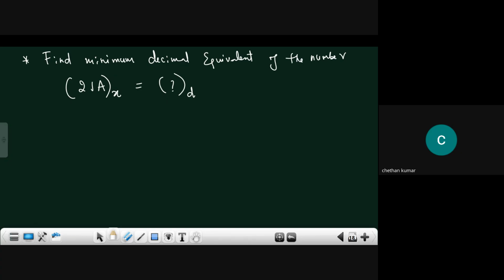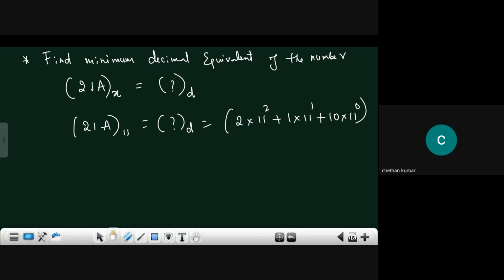Now X value is what? Greater than or equal to 11 or 12 or 13. In that, what is the minimal? 11. So that this, what is the base of this is nothing but 21A of what? 11. How to convert this into decimal? Weighted power. What is weighted power is? 2 into 11 square plus 1 into 11 power 1 plus 10 into 11 power 0. Are you able to follow?